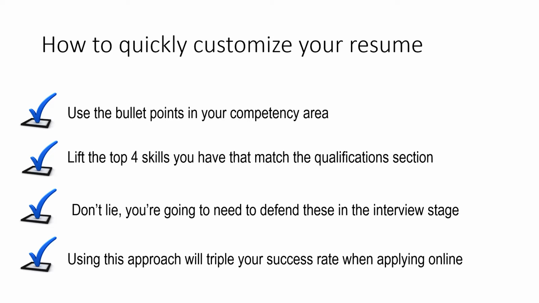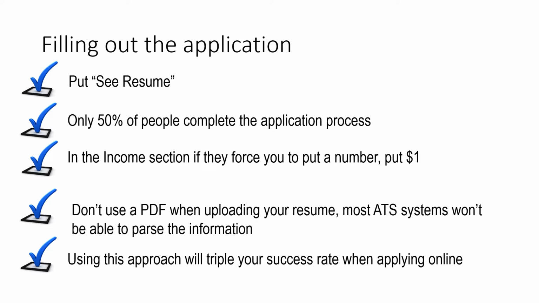Okay, that's going to keyword stuff your resume, and it's going to get it through that computer filter so it actually gets read. Now, don't lie. You're going to need to defend these in the interview stage, so I want to make certain you're not over-exaggerating what your skill sets are. But a lot of these are very simple things that you probably have, you just don't have in your resume. So by looking at the qualification section on the job description, you can pull off the key things they're looking for and make certain it's in your resume so it gets through that computer filter. Using this approach, guys, will triple your success rate when applying online, I promise you.